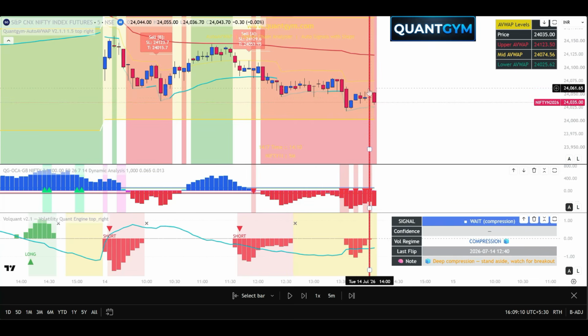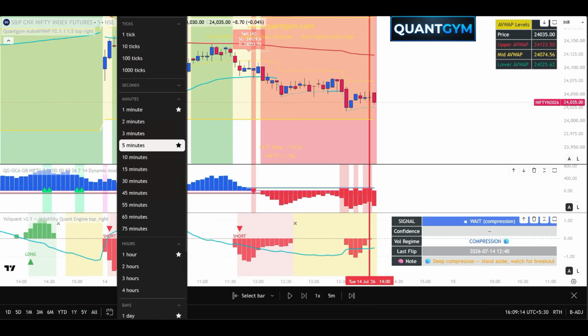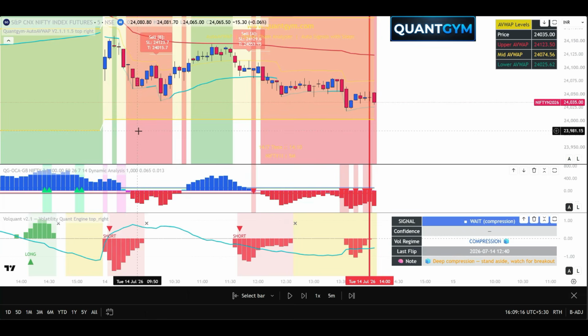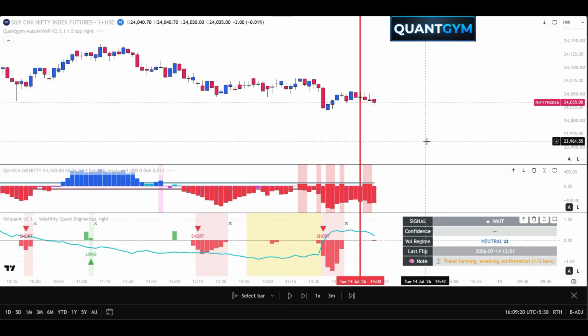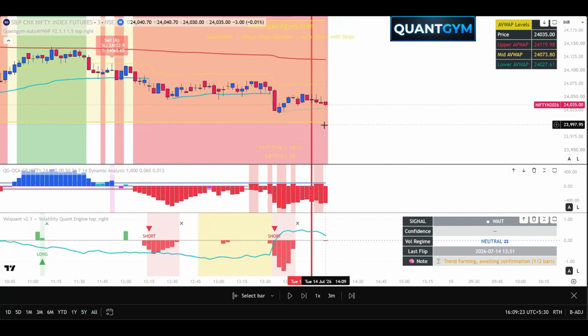Now here, I mark this red line because this is 2 p.m. I told you earlier also that after 2 p.m. on an expiry day, shift to 3-minute charts. So I'm changing the chart time frame to 3 minutes. And now we'll watch the signals out here.